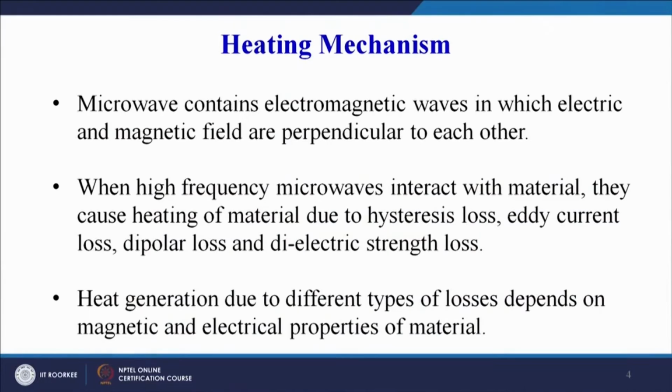So the magnetic and electrical properties of the material that you want to heat using the microwaves play a very dominant role in deciding the heat that is going to be developed inside the material. The heat generation due to different types of losses depends on the electrical and the magnetic properties of the material, and therefore different materials will behave differently to the exposure of the microwaves.